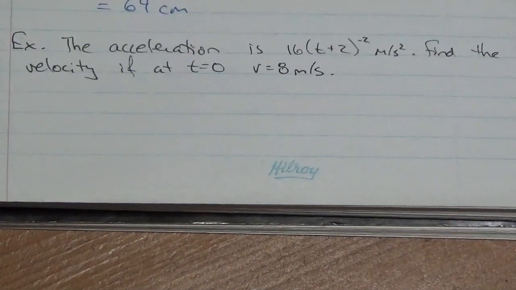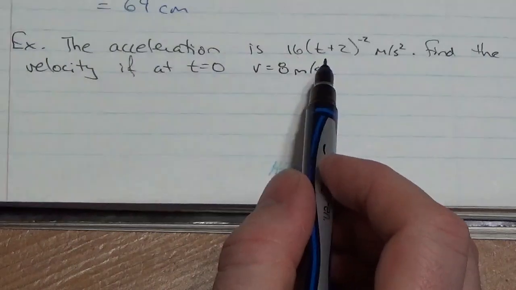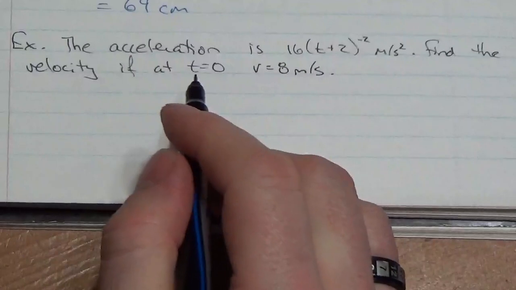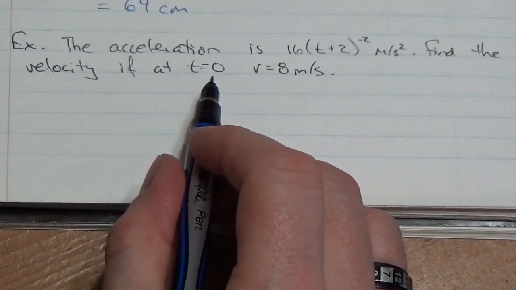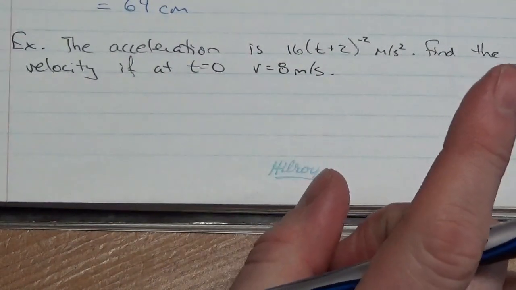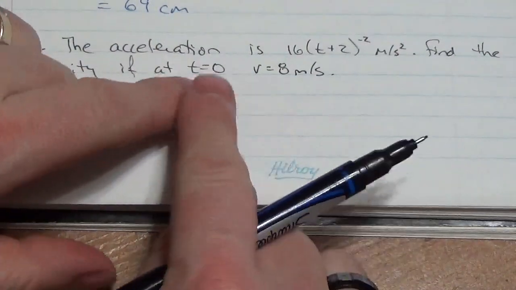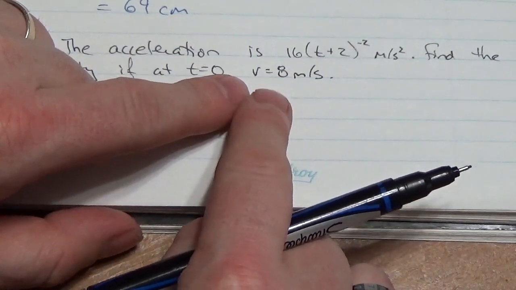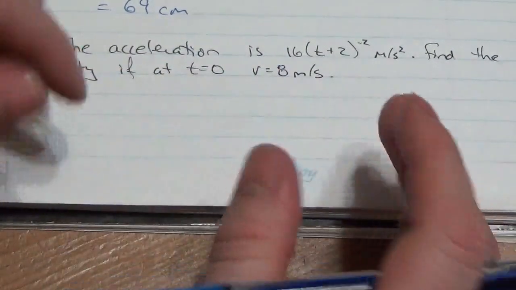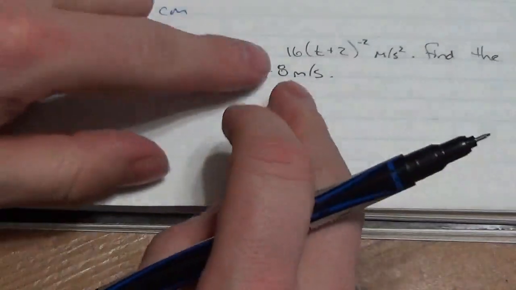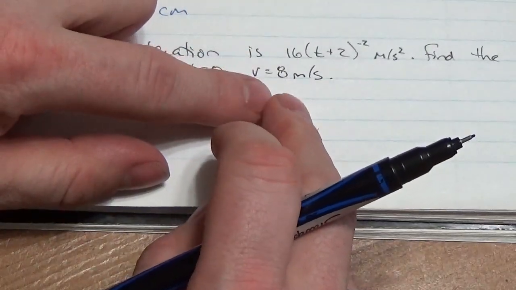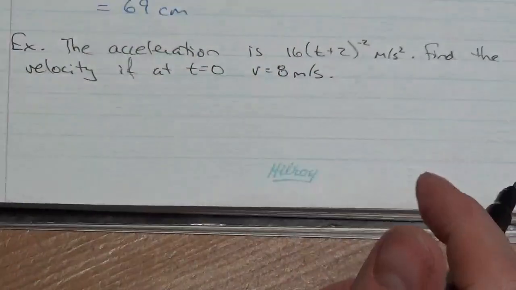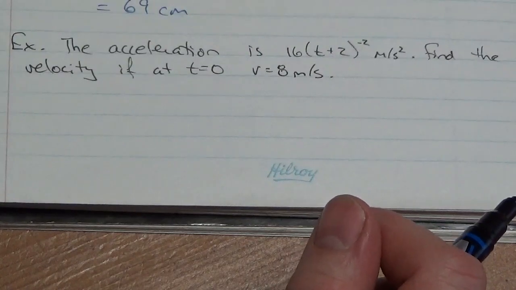Okay, so this question tells us that the acceleration is 16 t plus 2 to the negative 2 meters per second squared. And we're supposed to find the velocity if when t is equal to 0, v is equal to 8. Now take a look at that. T is equal to 0, so there's my independent variable, and there's the value of the function here. Now, I realize that's the derivative of displacement, but I'm only asked to go back one derivative to velocity, so that really is the value of the function that I'm looking for. So these two right here form a boundary condition. I can plug those in to find the arbitrary constant.